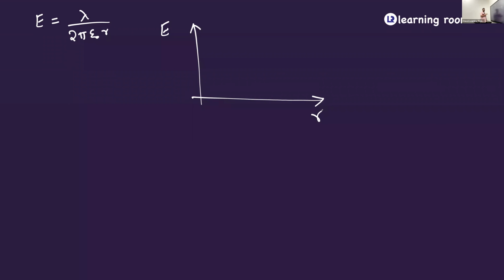So lambda is a constant because of uniform charge distribution. 2 pi epsilon naught is a constant. So E is inversely proportional to r. So it is of the form y is inversely proportional to x. So you will get a shape like this. This is how the graph between electric field and the distance is going to be for a linear charge distribution.